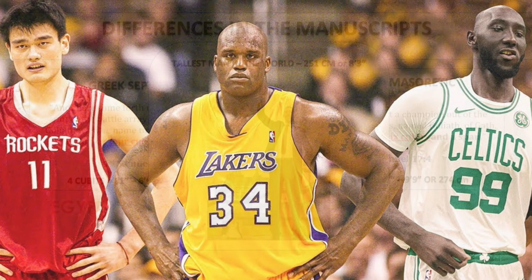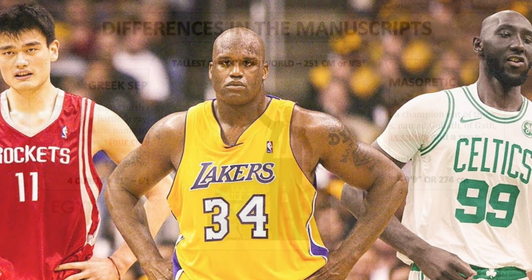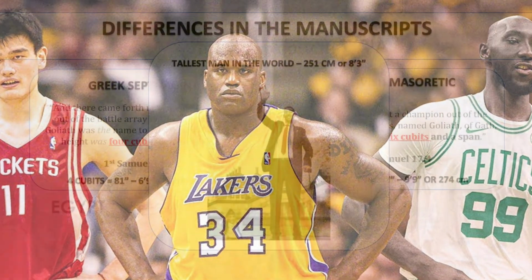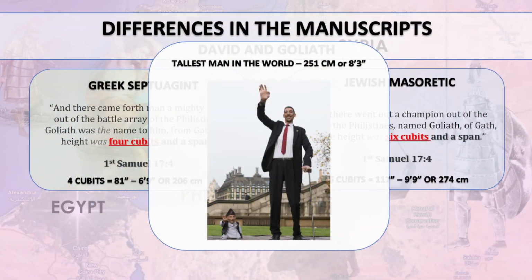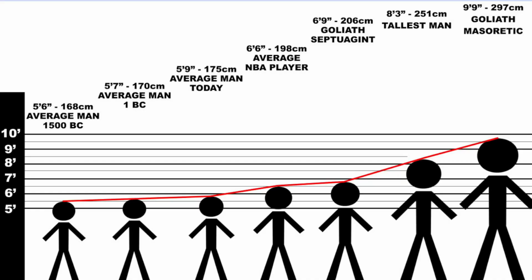So ideally, a guy from the NBA, or maybe a football player or rugby player, these guys generally make good fighters, good warriors. So here's an idea. Let's try to visualize what we're talking about here. The average man at the time of the Exodus was about 5'6", or 168 centimeters.